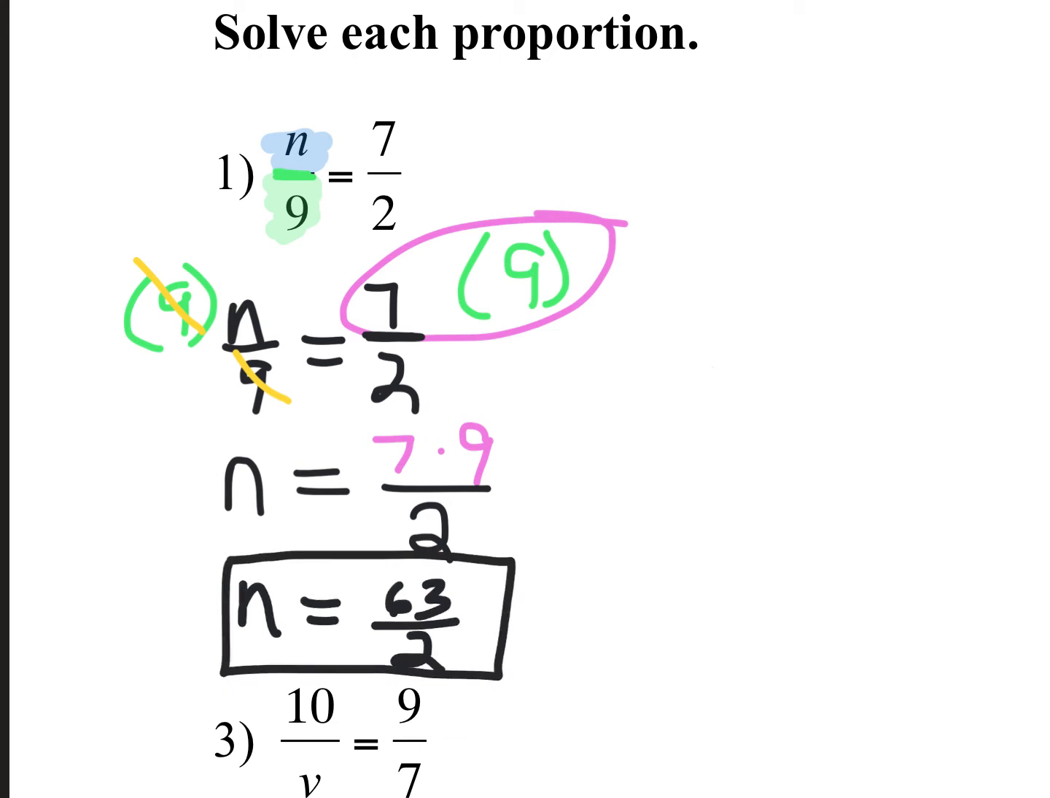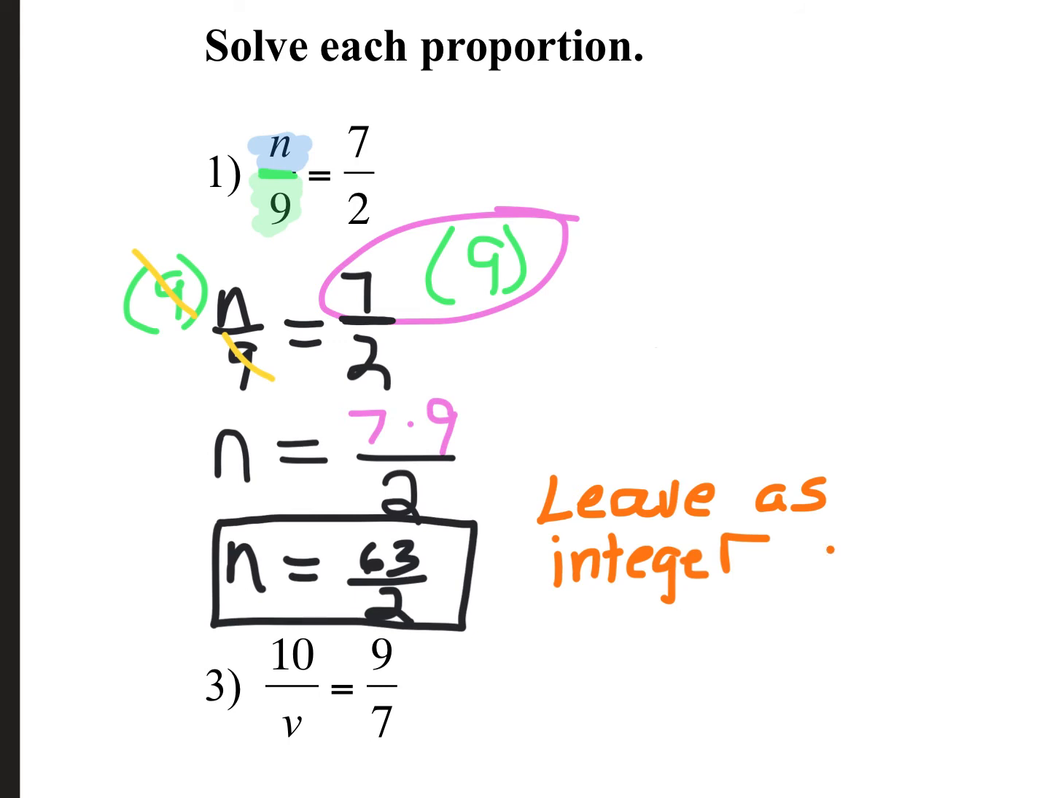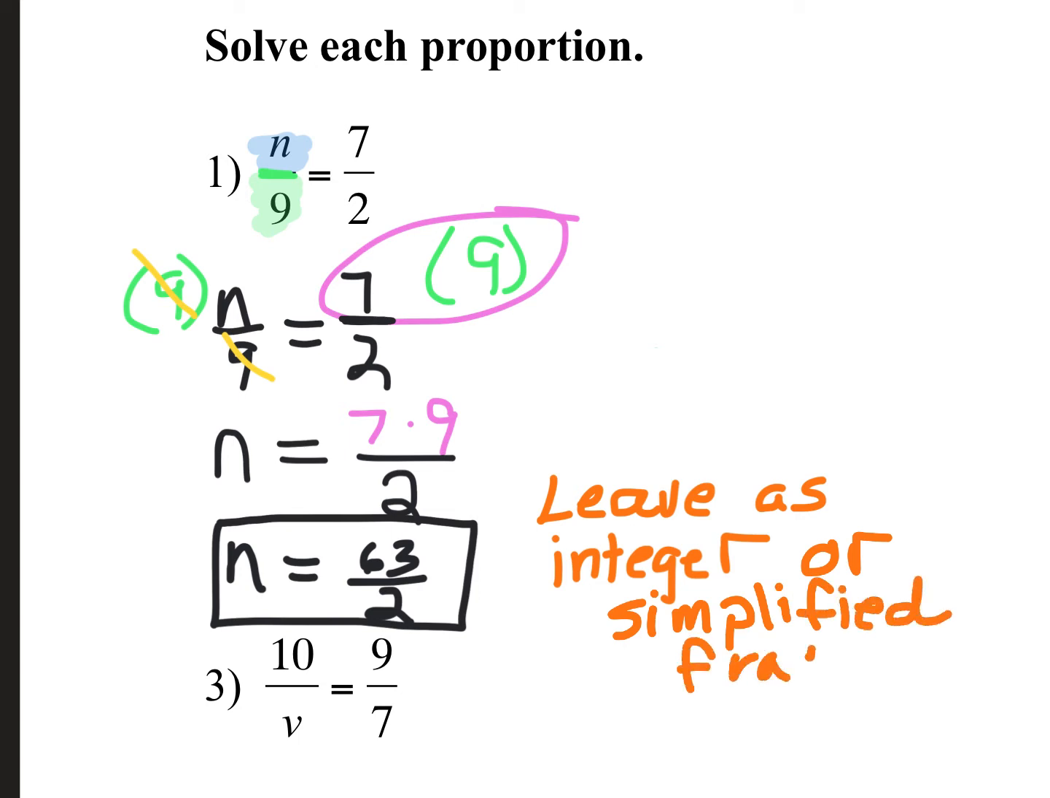So remember, in algebra, we like fractions. So leave as an integer. So either a whole number or like a negative whole number. So leave as an integer or a simplified fraction. And this is as simple as it's going to get. So that's all you need to do for number 1. So it'd just be 63 over 2.